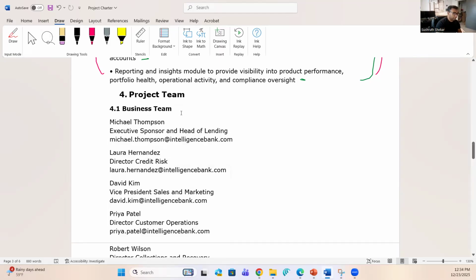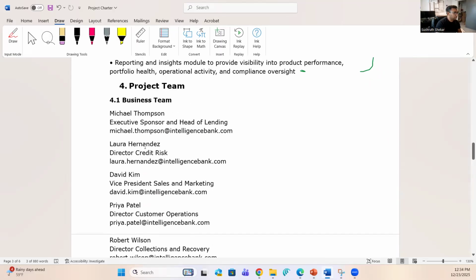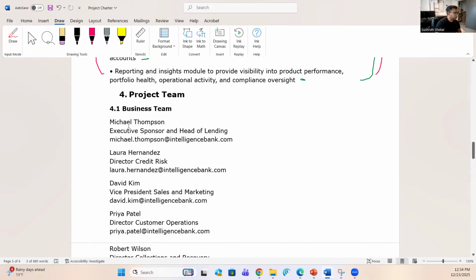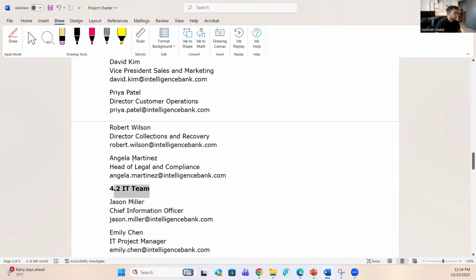One is the business team, and another one is the IT team. So when it comes to the business team, there's Michael, who's the executive sponsor. There is Laura, who's the director of credit risk. There is David, who's the vice president of sales and marketing. There is Priya, who's the director of customer operations. There is Robert, who's the director of collections and recovery. And there is Angela, who is the head of legal and compliance.